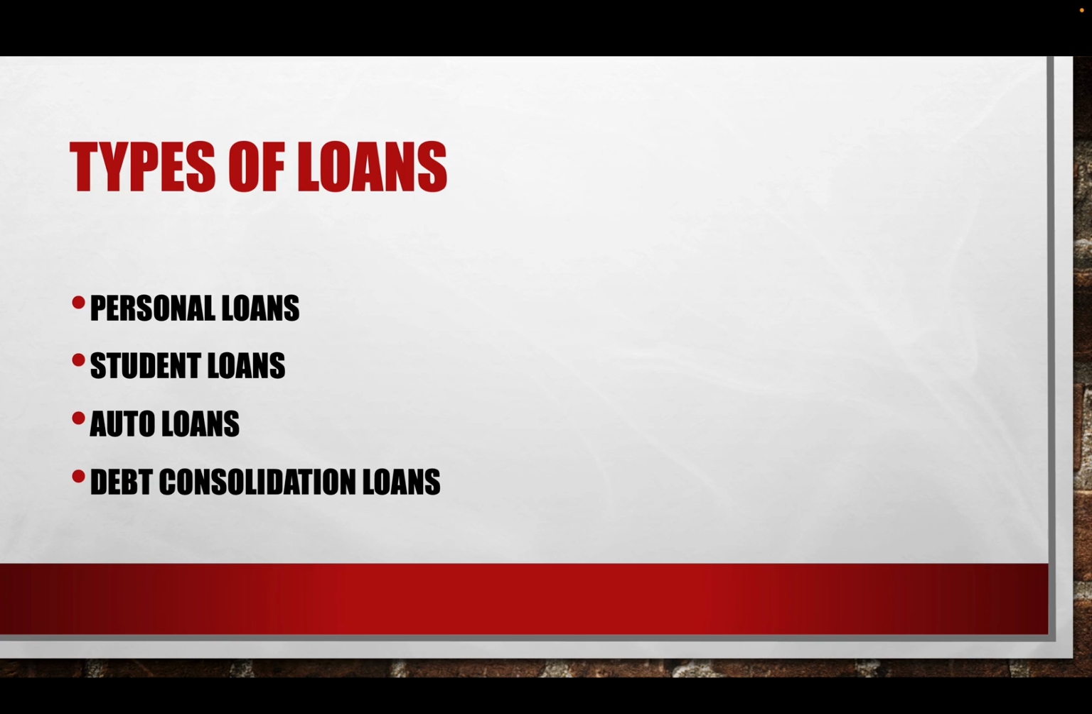All right, so we're now going to jump into some types of loans. We're going to discuss personal loans, student loans, auto loans, and debt consolidation loans. I want to preface this section by saying this is a high-level overview of the different types of loans available and how they work. I do encourage you to do more research when it comes to choosing the right loan for you, because everybody's financial situation is different and unique, but this is, again, just a high-level overview to give you a little look into what these different types of loans look like and how they work.